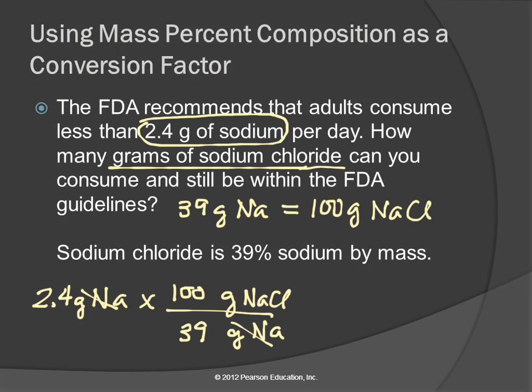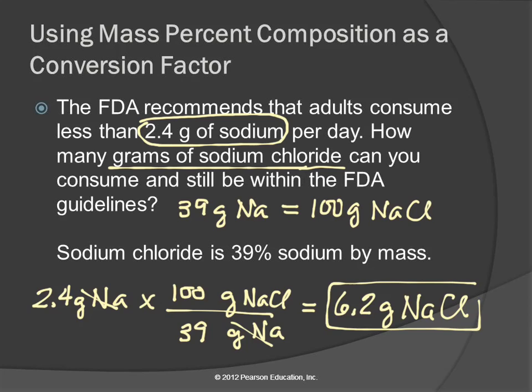And I get 2.4 times 100 divided by 39 equals. And my initial number had 2 sig figs, and my percent has 2, so I'm going to give 2 sig figs here. It's going to round to 6.2 grams of sodium chloride. So you could eat 6.2 grams of sodium chloride, which is quite a lot, actually, and be under that limit of sodium per day. Of course, that means you can't eat any food because your food all has sodium in it, too.